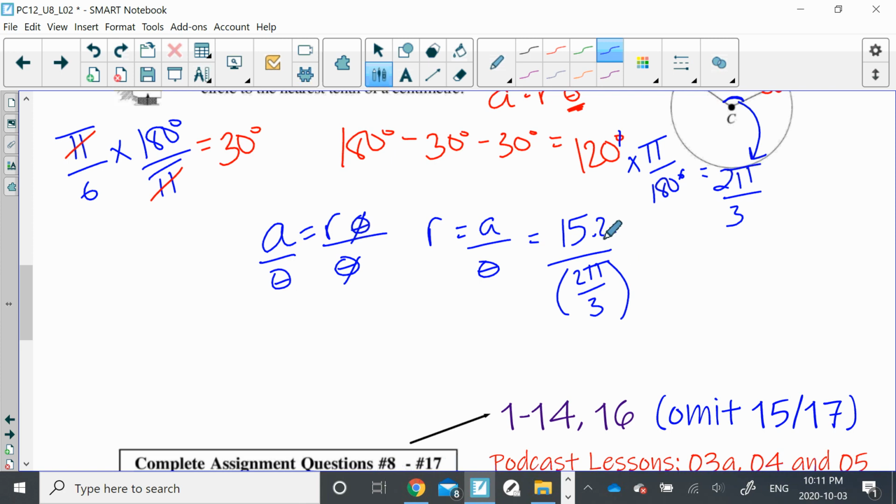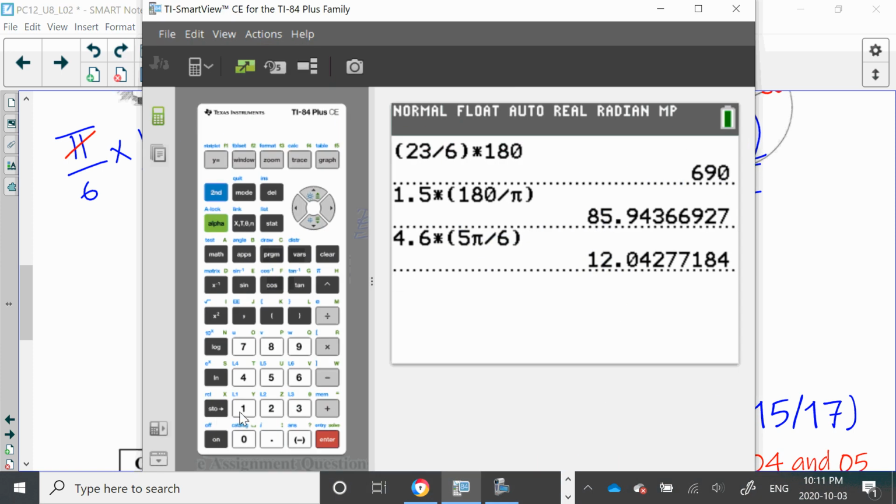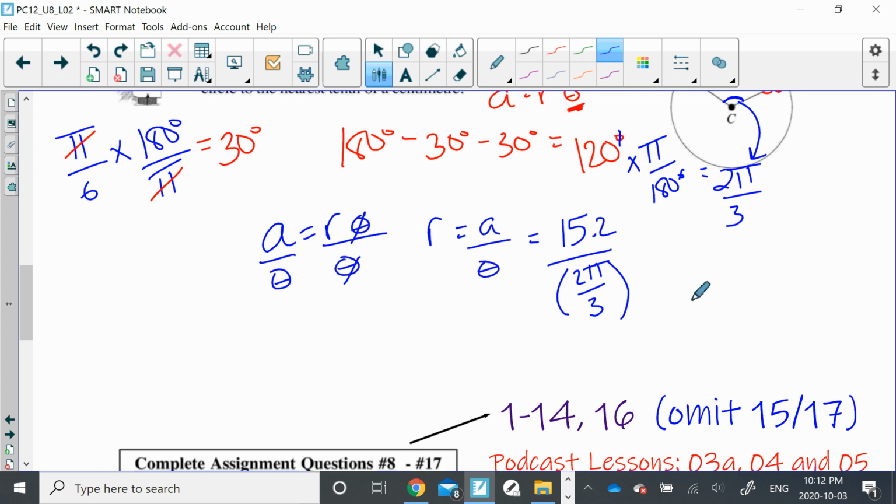I could, if I wanted to, instead of doing a division, multiply by the reciprocal. So I could do 15.2 times 3 over 2 pi, but we're just going to enter this in our calculator. So 15.2 divided by 2 pi divided by 3. And what we would get is a radius of, to the nearest tenth, 7.3 centimeters. And that's how we would do that question.